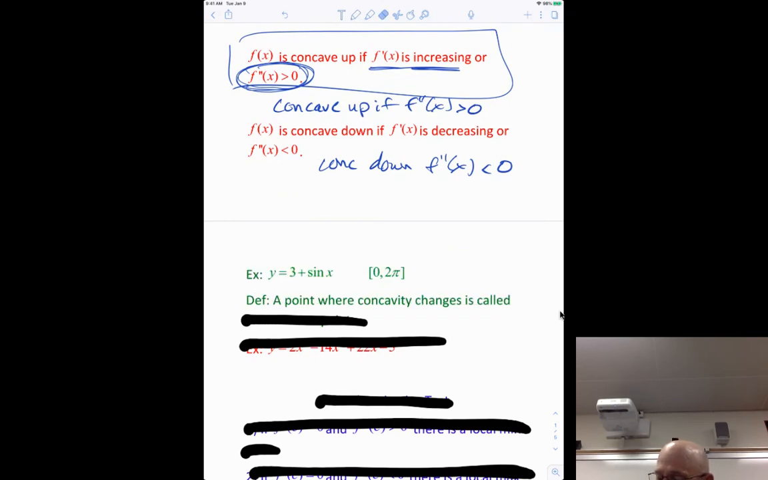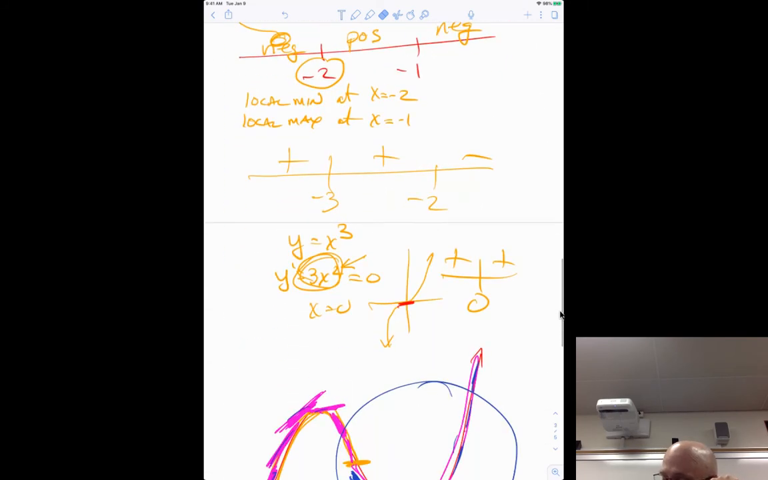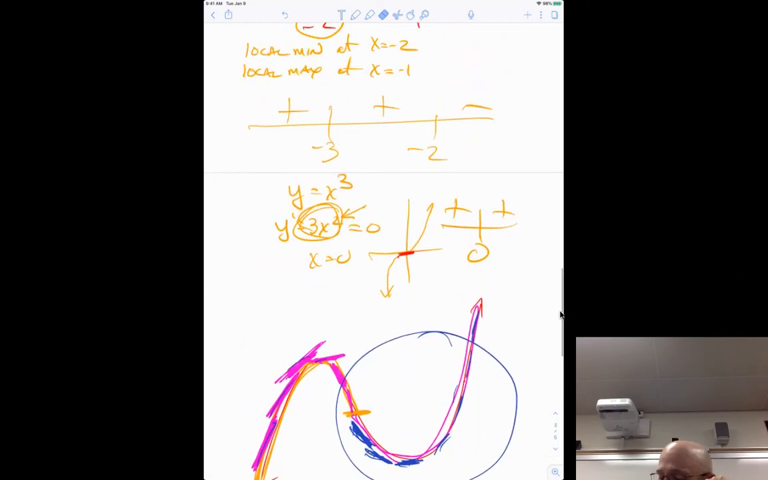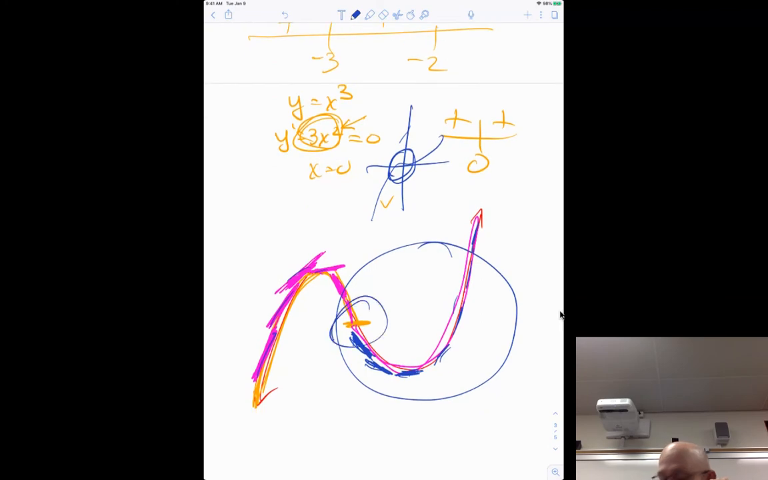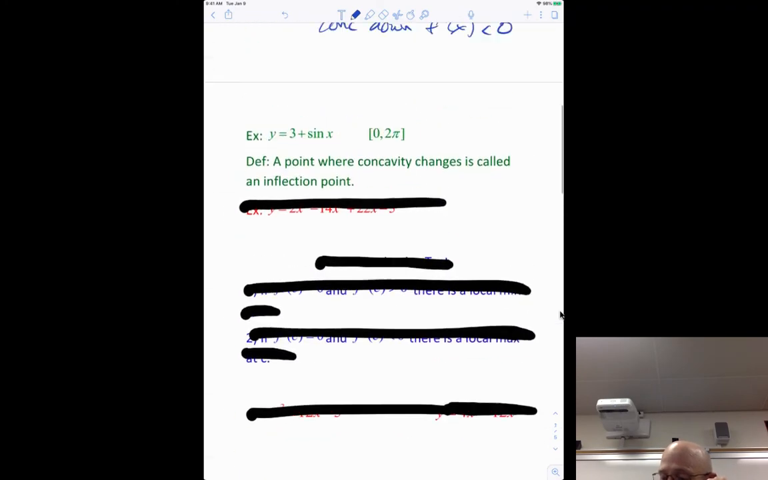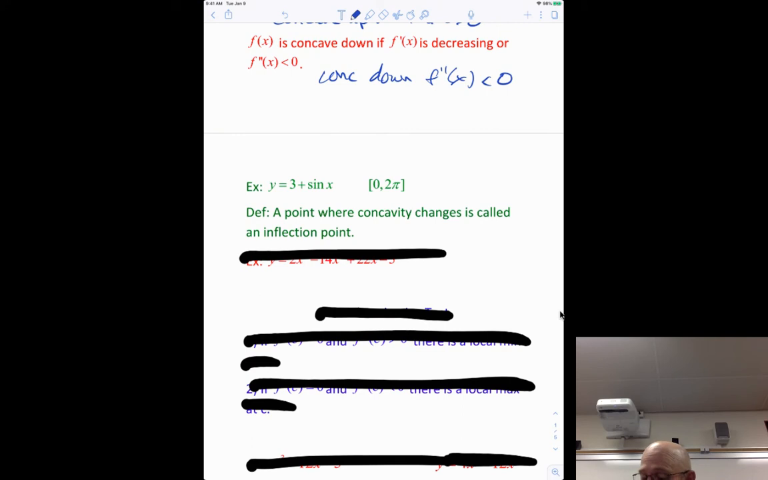I'll do an example problem here in just a second. A point where the concavity changes, remember this one right here. Sorry, I erased it. That point right there, where the concavity changes, is called an inflection point. So that's the definition of an inflection point.